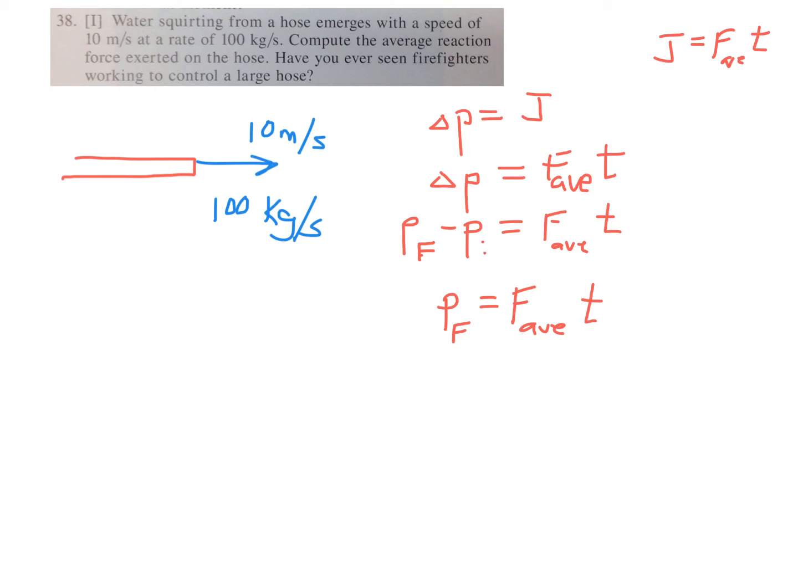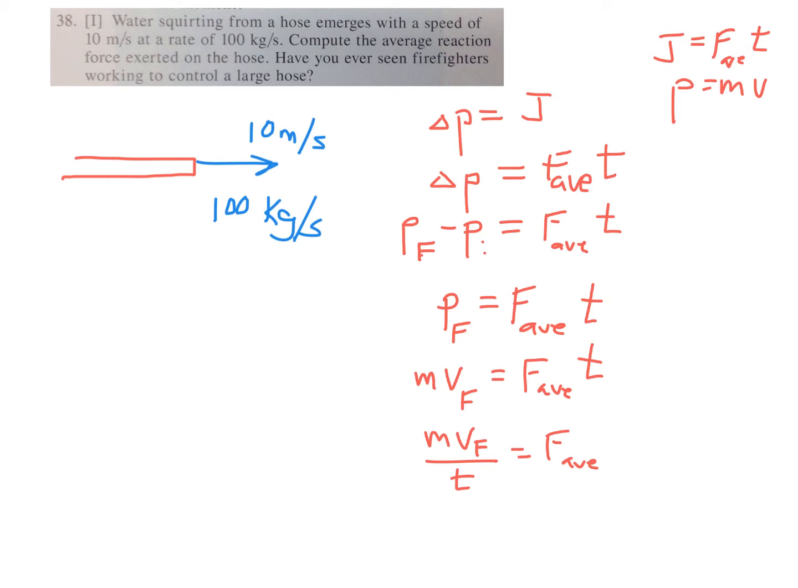And momentum is mass times velocity. So we have basically mass times velocity final equals average force times time. And we're looking for average force. So it's going to be M times V final over T equals F average.